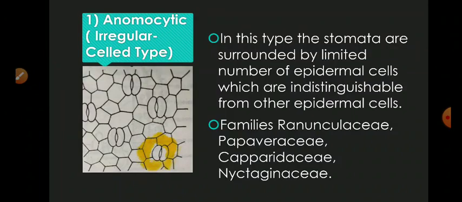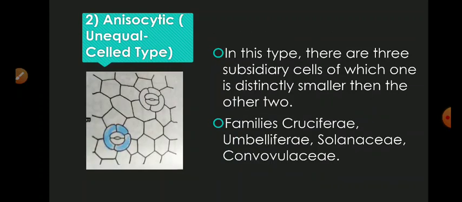Anomocytic, the irregular type. Here you can't distinguish between the subsidiary cells and the other epidermal cells. They are all alike. There are no distinguished subsidiary cells. So it is called anomocytic, and the families are Ranunculaceae, Papaver, likewise.